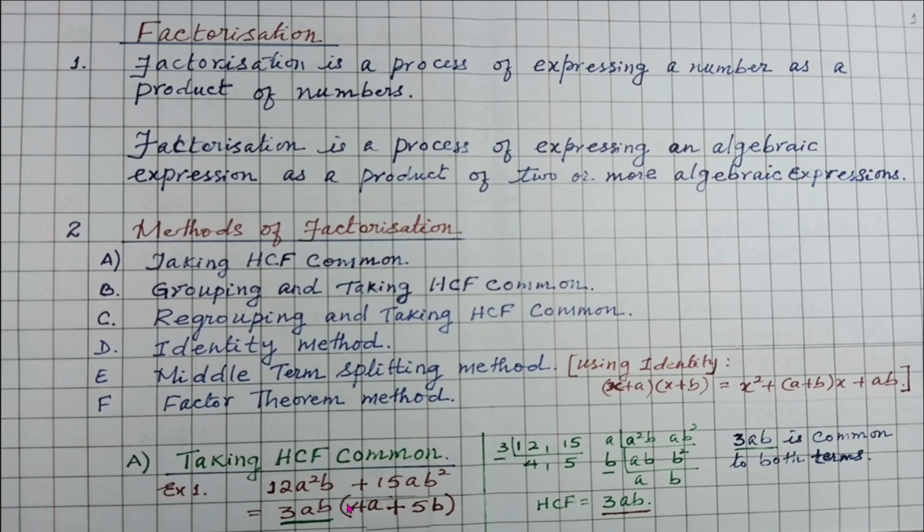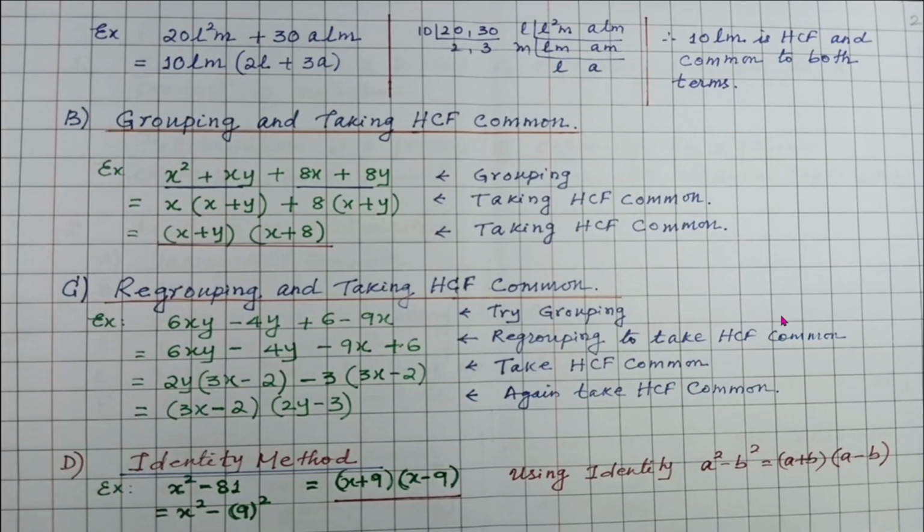So take 3ab outside and remaining terms you put in the bracket. Now if you multiply 3ab into 4a, 3 into 4 is 12, a into a is a square and b, then multiply 3ab into 5b, we get 3 into 5 is 15, a is a and b into b square, and therefore it is 100% a correct factorization. Now here we had an algebraic expression and we have expressed it as a product of two algebraic expressions, that is 3ab and (4a plus 5b), and that is what is called factorization, and the method adopted here is taking HCF common. Remember that.